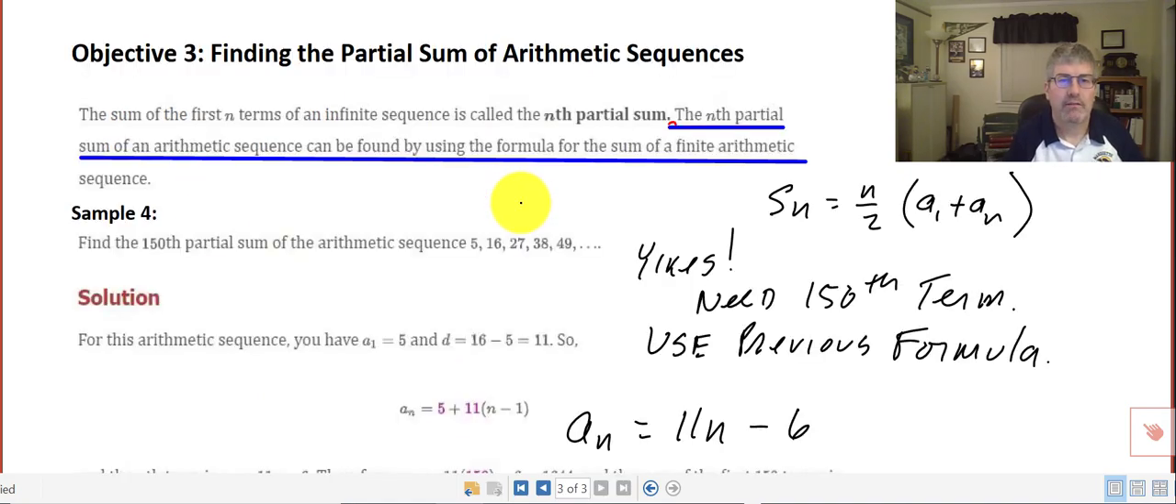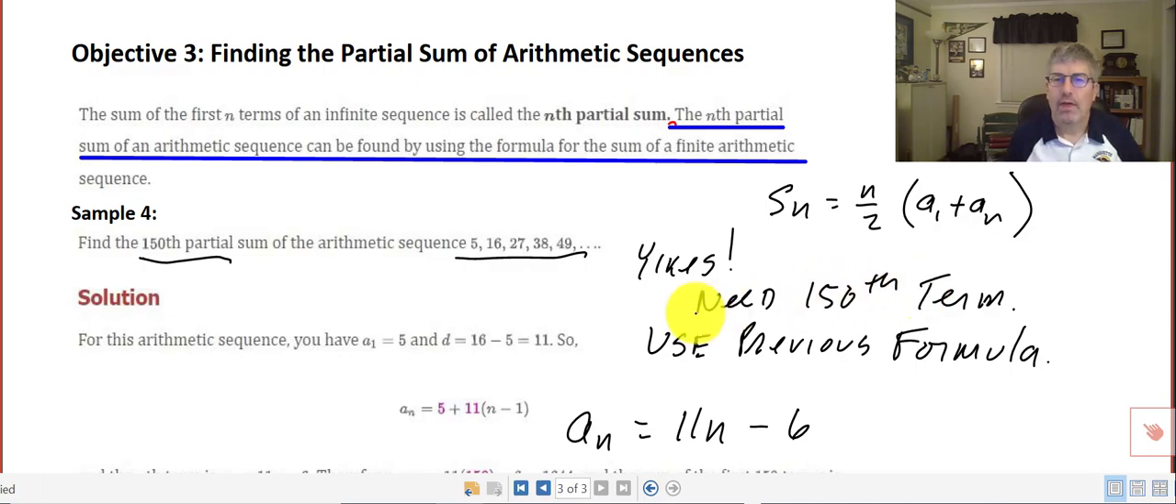Finally, our third objective is to find the partial sum. The nth partial sum of an arithmetic sequence can be found by using the formula for the sum of a finite arithmetic sequence. So if we wanted to find the 150th partial sum of this particular arithmetic sequence, 5, 16, 27, 38, 49, yikes, we would need to find the 150th term of that. We certainly don't want to go and write this out and add it all up.